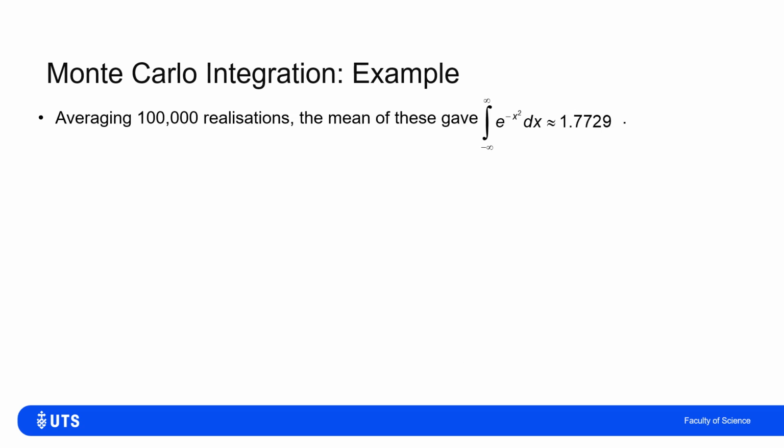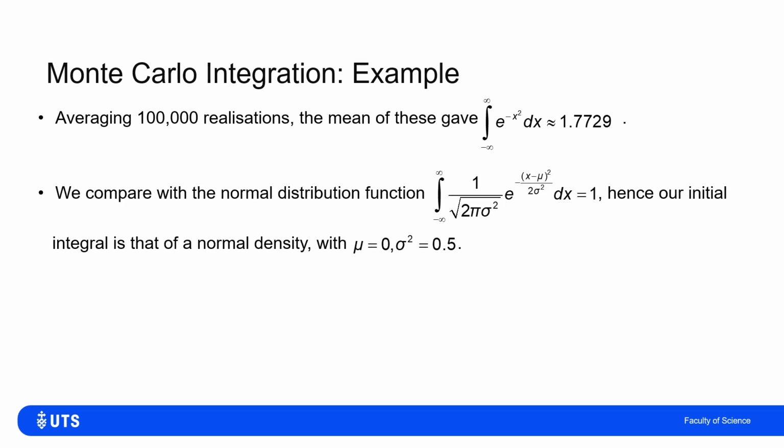I haven't offended your eyes with a full screenshot of a spreadsheet doing this. But when I did this and I calculated 100,000 realizations based on 100,000 uniform random points, I got that the integral of e to the minus x squared over the full line was about 1.7729. Well, what should it be in theory?